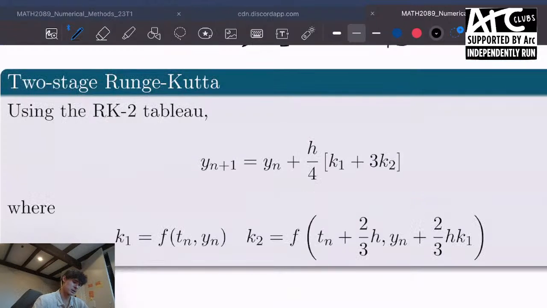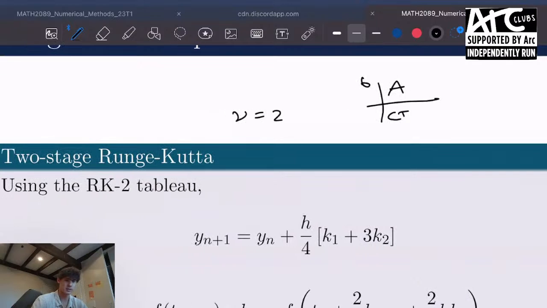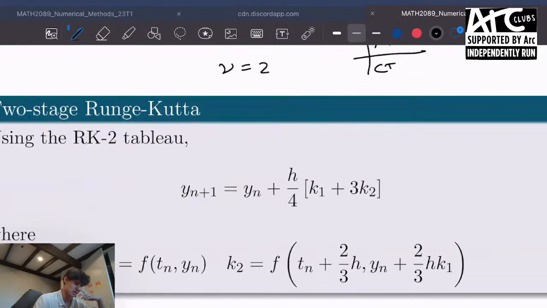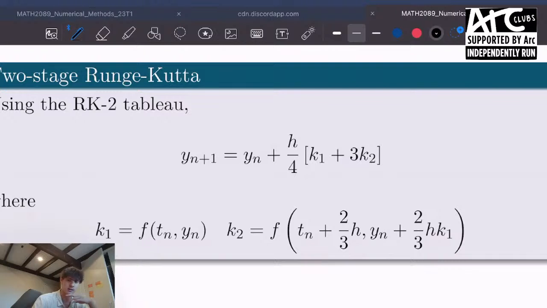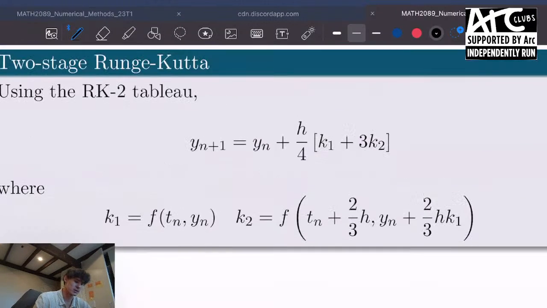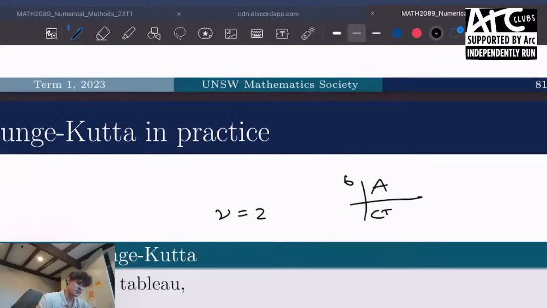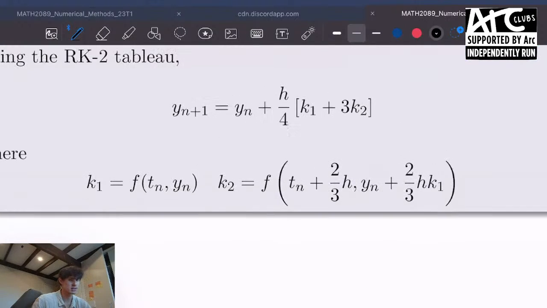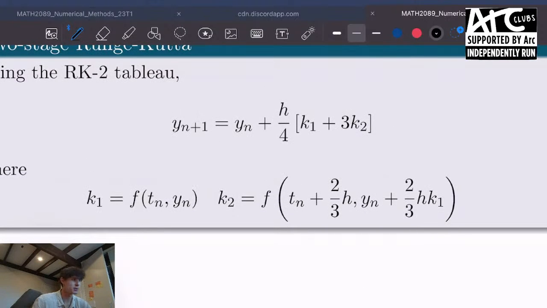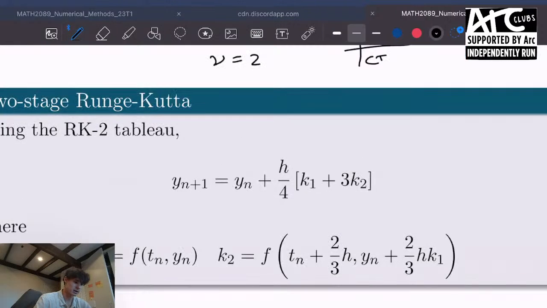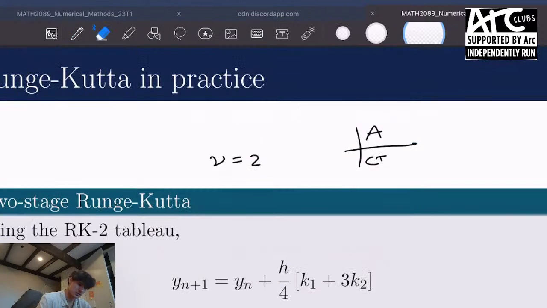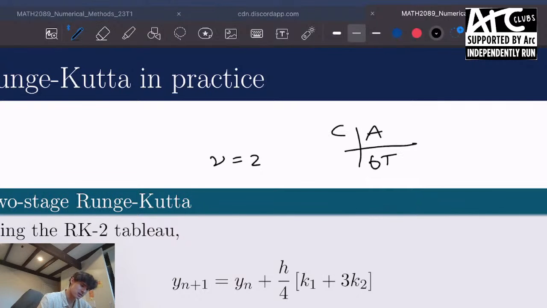Yeah, so with a particular tableau using u equals 2, what we have is this RK2, or commonly used Runge-Kutta method. And this is the expression that you'll be using a lot in Math2089. What Runge-Kutta really is in this case, how we can think about it intuitively is... this is the other way around as well, sorry, that's B transpose C.